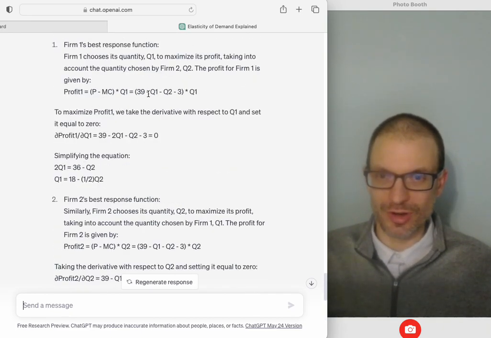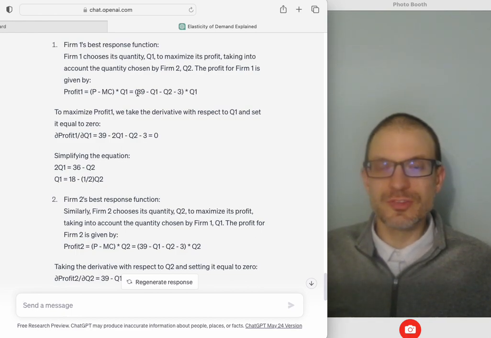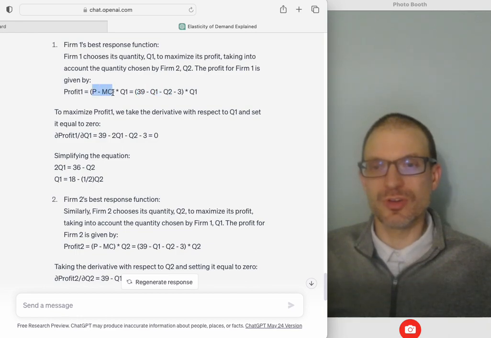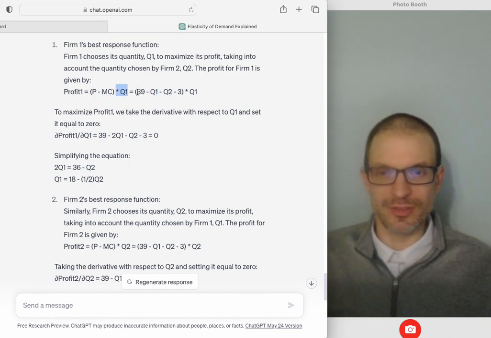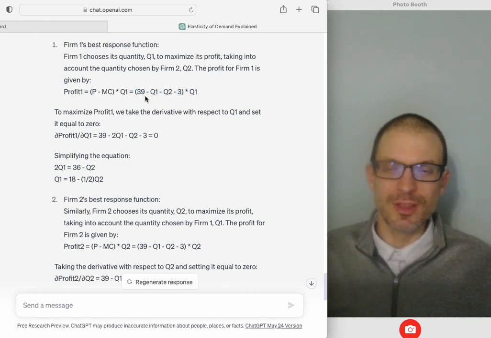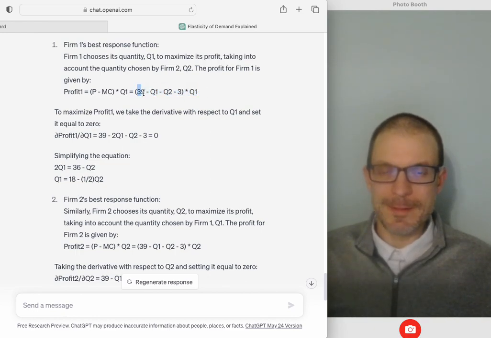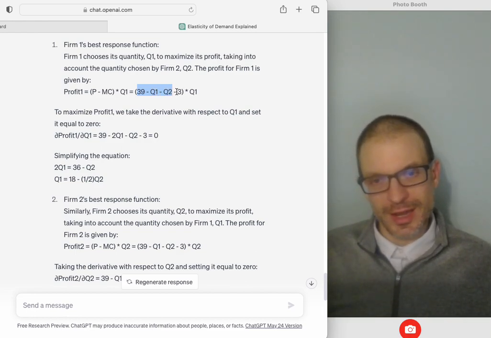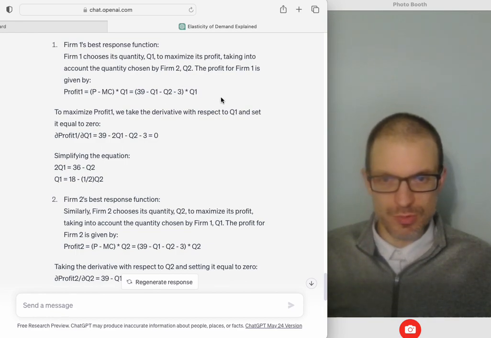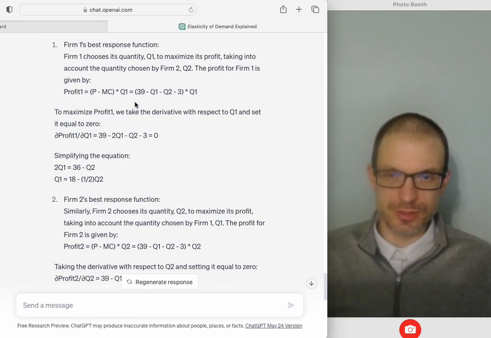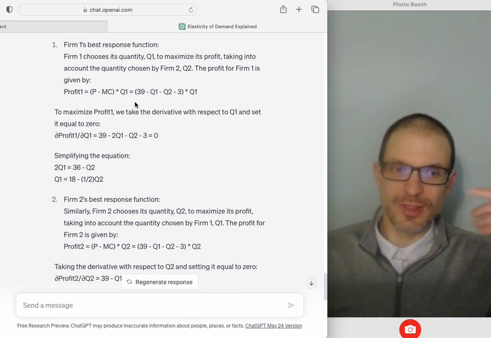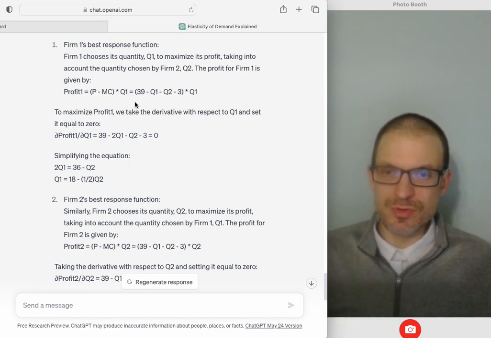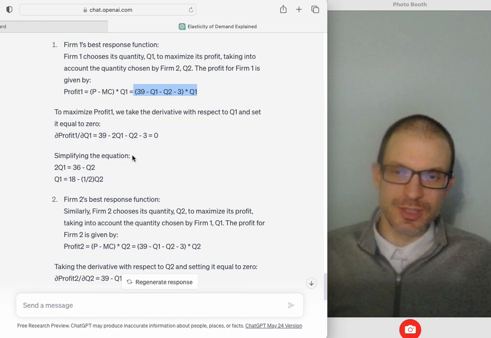I gave it the reaction curves, but it was actually able to talk about how it was going to get them. This is interesting. So this is price minus marginal cost times quantity. This is profits. This is right. This isn't how I teach it. The way that I teach it is I'll write total revenue minus total cost. So I would write 39 minus Q1, Q2, that whole thing times Q1. Then I'd have a separate minus 3 Q1 outside of the parentheses so that we could clearly see total revenue minus total cost. Take the derivative and then have marginal revenue equals marginal cost. But this is mathematically correct.